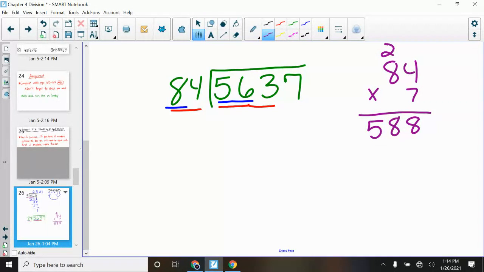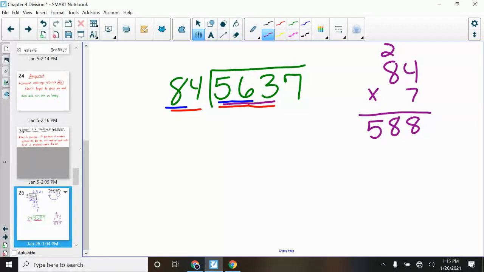Can we use 7? No. Why not? Same reason why we couldn't use 84 into 656. Why not? Because it won't fit. 588 won't fit inside 563. It's too big. Right? Are we allowed to go over? No. If you're estimating, you can go over. If you're doing compatible numbers, you can go over. But when you're actually solving, which is what we're doing here, you can't. We've got to get as close as we can to 563 without going over.